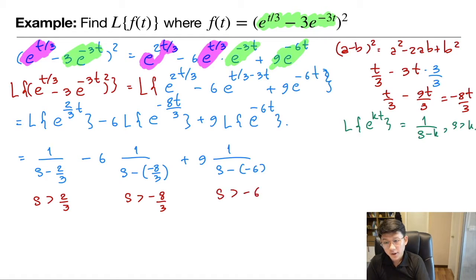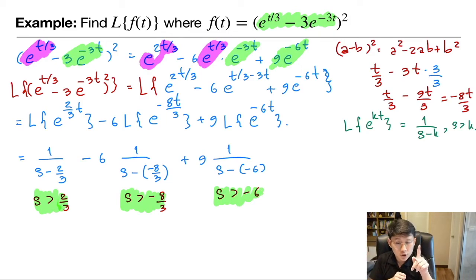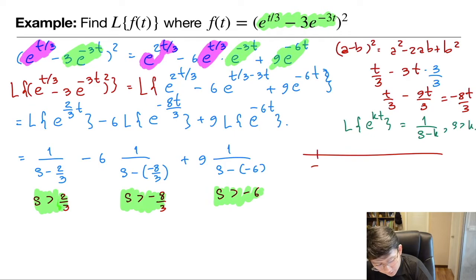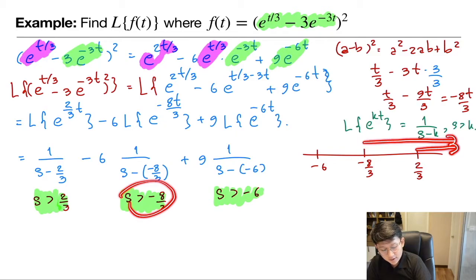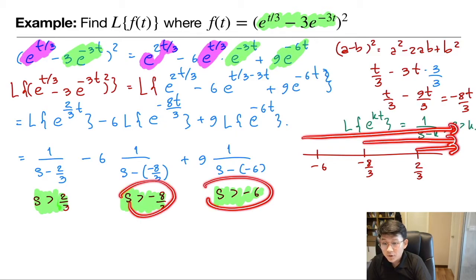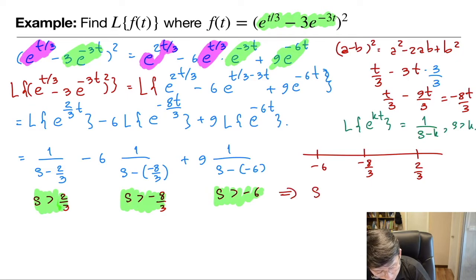So guys, we have 3 conditions, one from each term. In order to have only one condition, you need to take the intersection of the 3 conditions. Okay, so if you look here at the real line, you have minus 6 here, you have minus 8 divided by 3 here, you have 2 over 3 here. This condition says that s needs to be bigger than that. This condition says that s needs to be bigger than that. And for this condition, it says that s needs to be bigger than that. So if you take the intersection, it means that s needs to be bigger than 2/3.